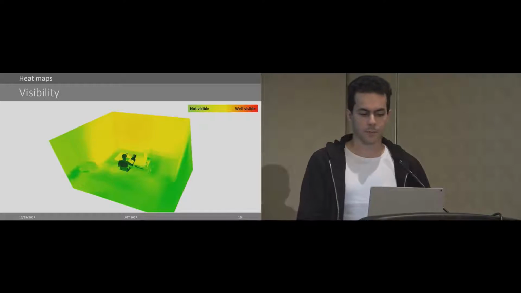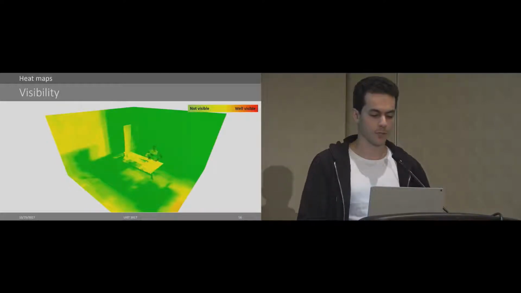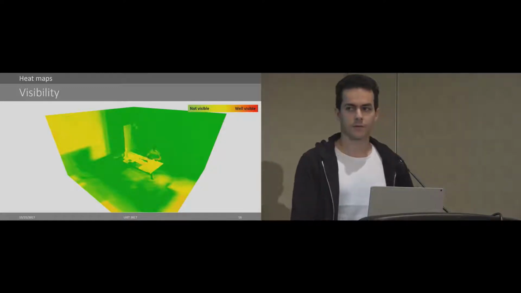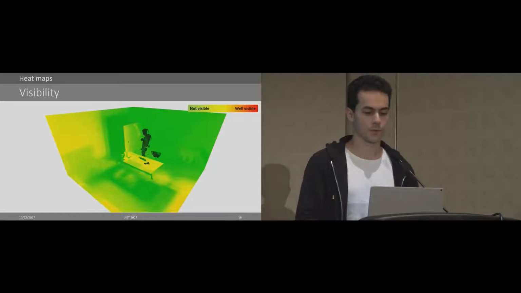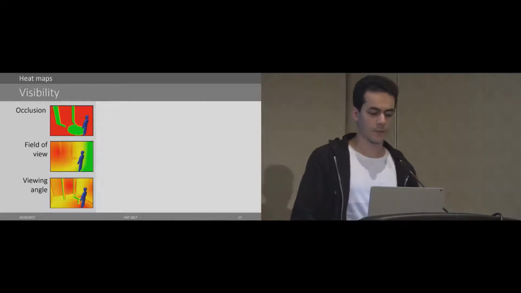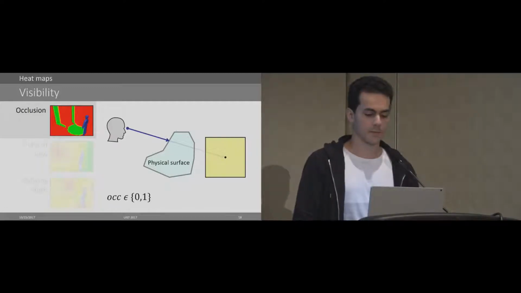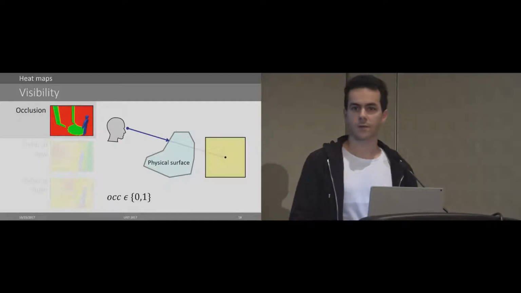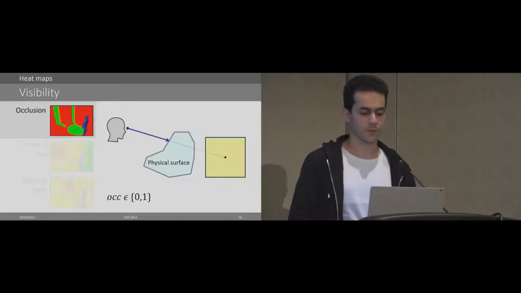So visibility is a bit more sophisticated and kind of the most important measurement we do. Visibility is just a measure of the quality of that voxel, like how well visible it is for a user. And we are splitting it into three components, the first one being occlusion, then the field of view and the viewing angle. Occlusion simply means, for that instance in time, is the voxel actually occluded or not? Is it visible from the user's point of view?